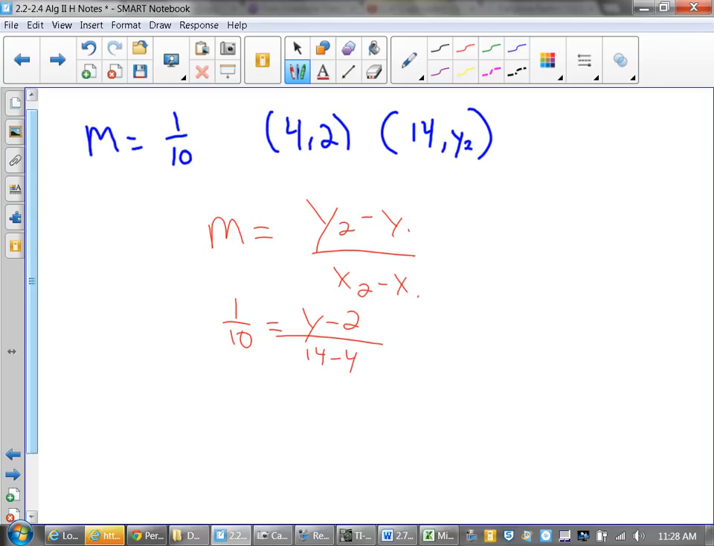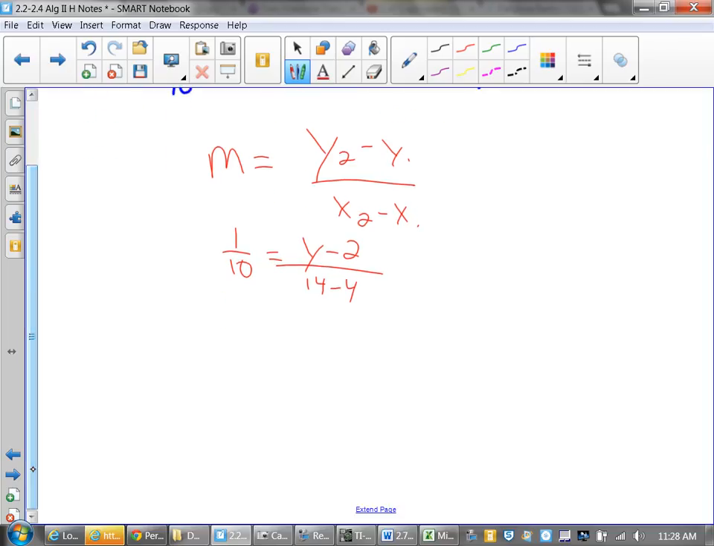Now, in this case, you might recognize there's a really easy way of doing it. What's 14 minus 4? 10. So if I simplify this right away with one step, in order for these to be equivalent fractions, the numerators and denominators have to be the same. So you just have to set 1 equal to y minus 2, and you guys all got 3, correct? Yeah. Okay, good.